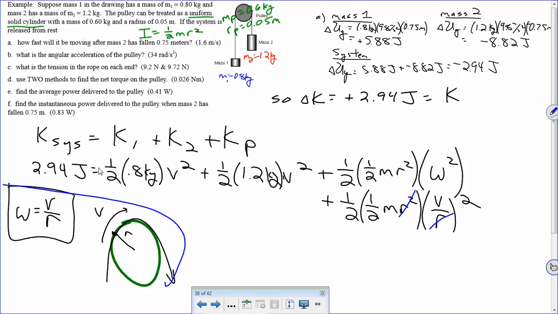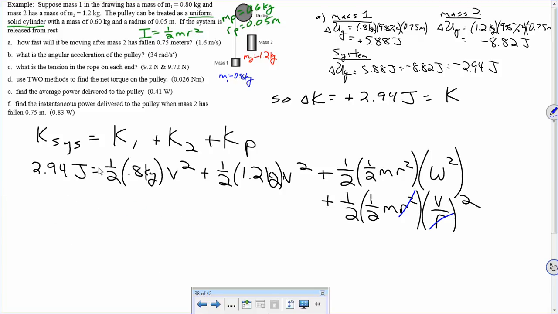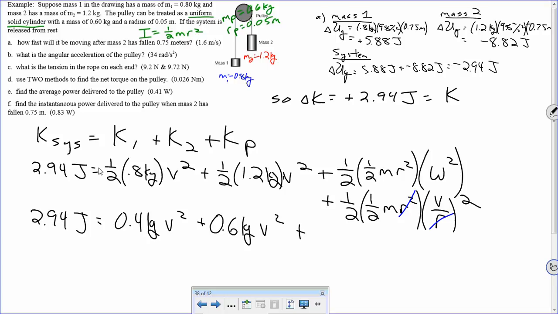All right, so let's plug this in. What do we get? You get 2.94 joules equals 0.4 kilograms times v squared, plus 0.6 kilograms times v squared, plus 1/2 times 1/2. This mass here is 0.6 kilograms, because it's the wheel. So you get 1/4 of 0.6, which is 0.15 v squared. Make sense? I kind of skipped a little bit there, writing up numbers.